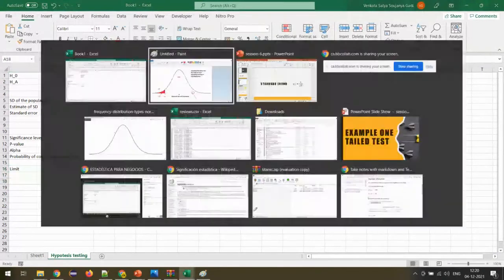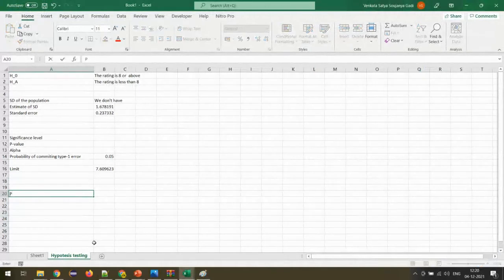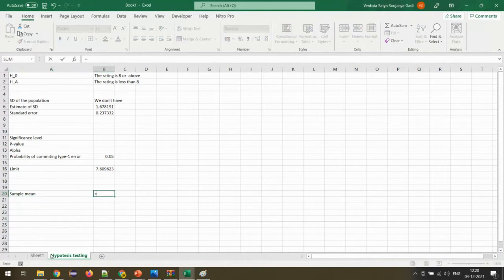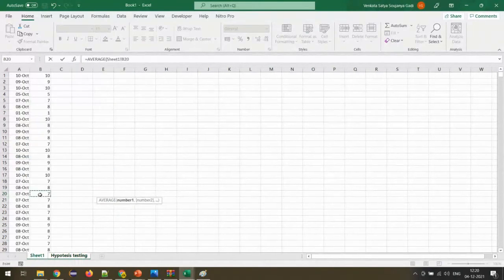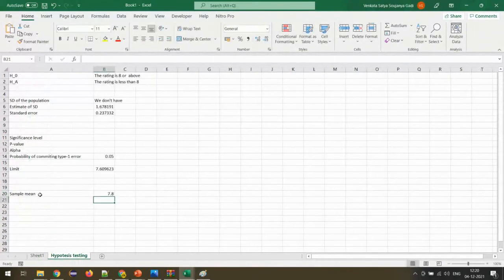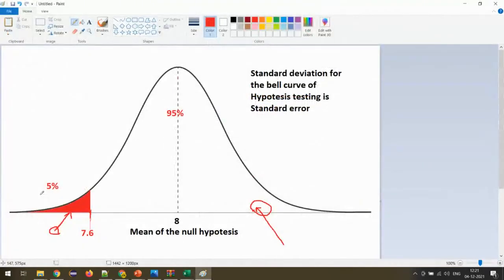So the final is, this is the limit. I call it the limit, right? What I want to know is the average, or sample mean. So what is the sample mean? The sample mean is equal to the average of the sample, which is 7.8. So where does the 7.8 fall? In the red region or in the white region? White. In the white region, right?